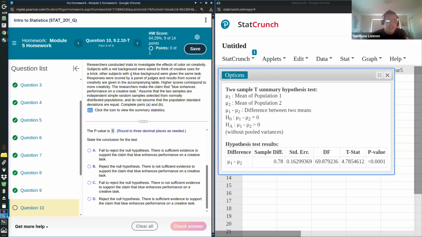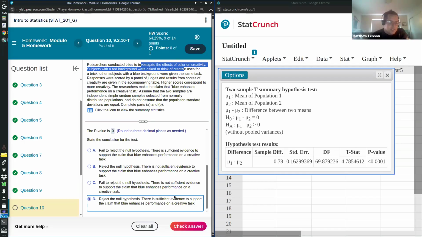I didn't even really read what we were studying. Oh, the effects on creativity. Red background versus something like that. So we're rejecting, and that's giving us good evidence. So reject is sufficient evidence is all you really need to look for based on how we break these things down.